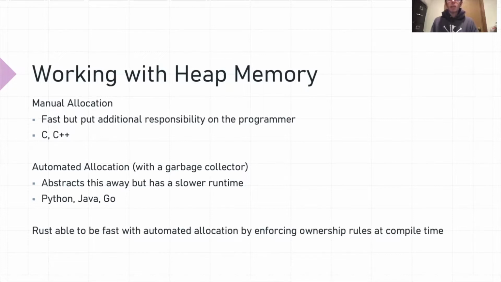And so then the other type that we kind of talked about was automated allocation. And we talked about that using a garbage collector in languages like Python and Java and Go and a whole bunch of others. And basically, it abstracts us away as programmers, but it has a much slower runtime with that. And so what Rust is able to do is be fast, but then to also use automated allocation by enforcing ownership rules at compile time.